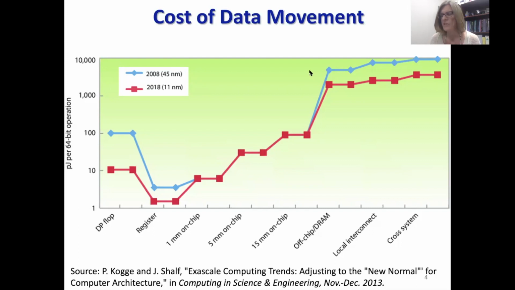It shows that the energy cost in a 2018 system of a floating point operation is exceeded by moving its operands just 2 millimeters across a silicon chip. It also grows significantly, see that it's a log scale, as we move data farther and farther in the system. This graph has been used to argue that the true cost of future systems, in terms of energy, dollars, and performance, is data movement.